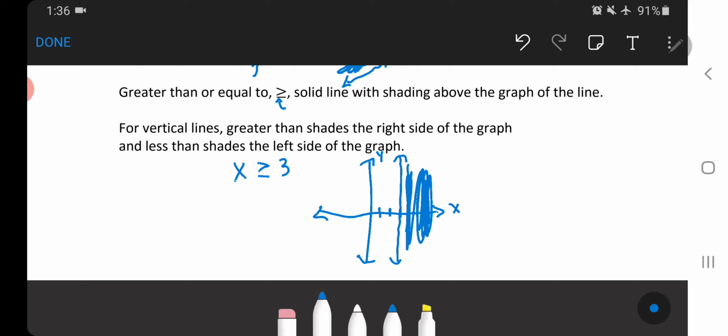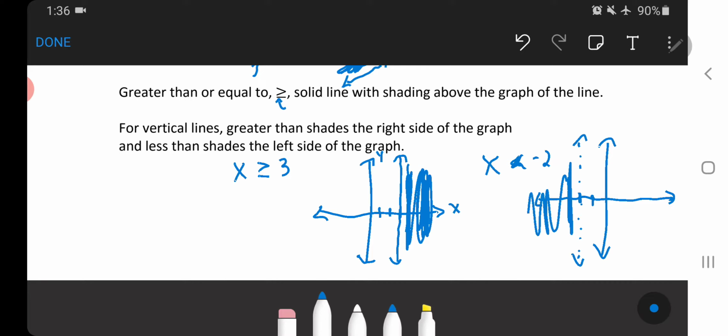If we had something like x less than, let's just say less than -2, we'd have a graph that looks something like this. 1, 2. And once again, that's when you have x. You get these vertical lines. And since it's not equal to, we're going to have a dotted line. And since x is less than -2, the shading is to the left. Okay. Just a couple of examples real quick.